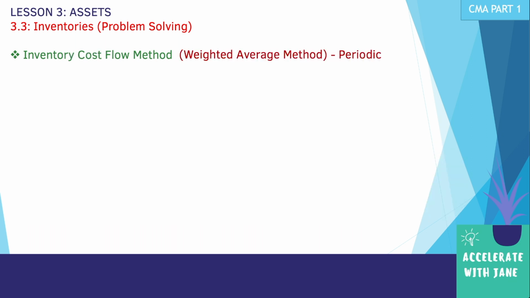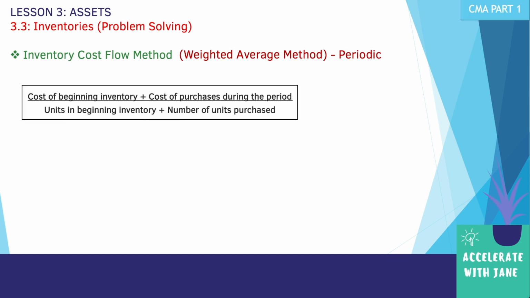So now let's go to the weighted average method, and as mentioned earlier, this applies to periodic. Okay, so here, how do we compute for the weighted average cost per unit? So first, we compute for the numerator. For the numerator, we add the beginning balance of inventory, or the cost of beginning inventory, and then we add the cost of purchases during the period. And then we also compute for the denominator, that is, we add the number of units in our beginning inventory plus the number of units of purchased inventory during the period. And once we compute for the numerator and the denominator separately, let's divide the numerator by the denominator, and we get the average cost per unit of the inventory.